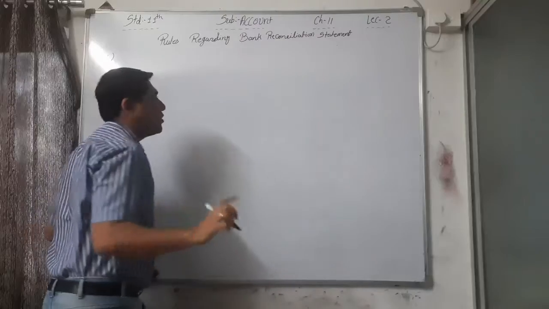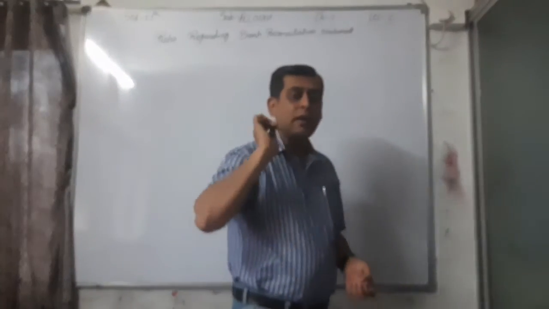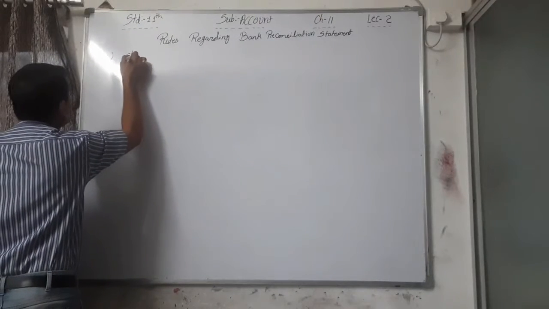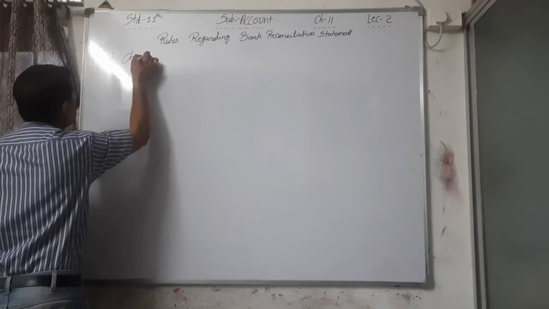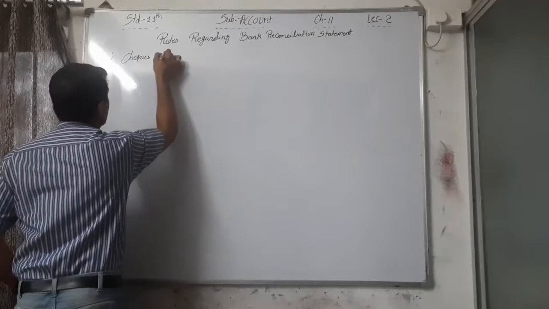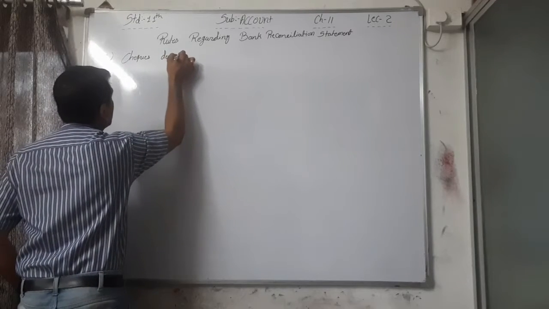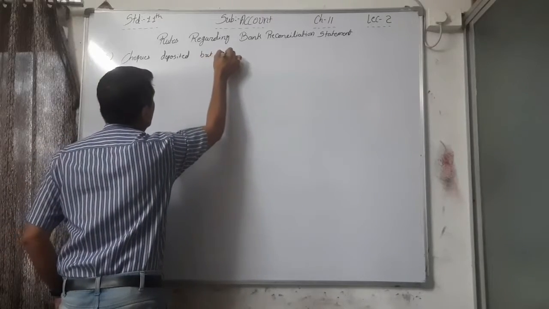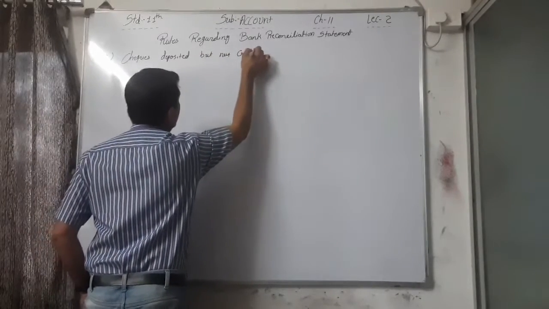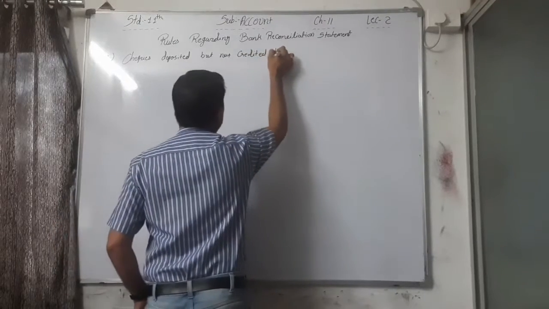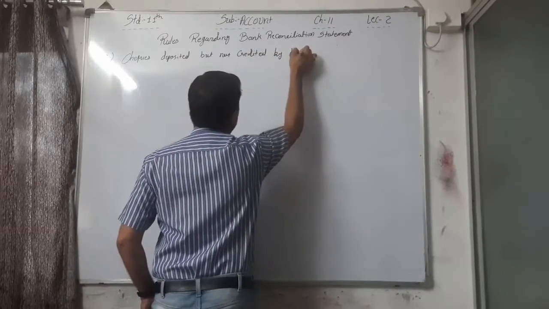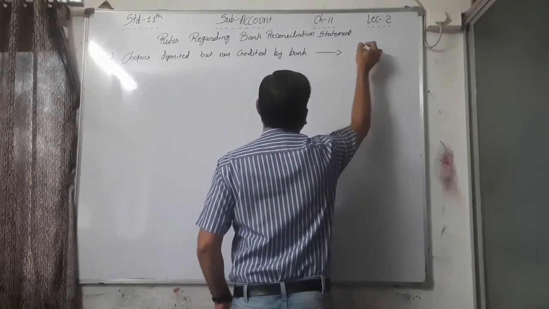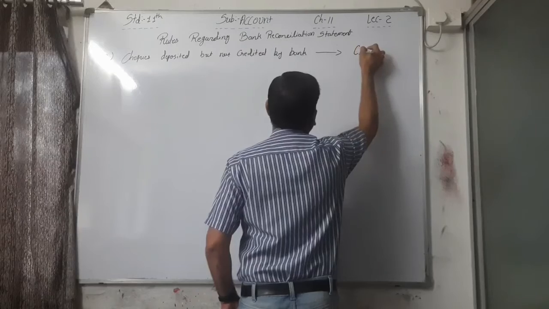Rules regarding bank reconciliation statement. First rule we have already written. Now the second rule. Check deposited but not credited by bank, and the answer, what we have to do in the bank reconciliation statement, credit.